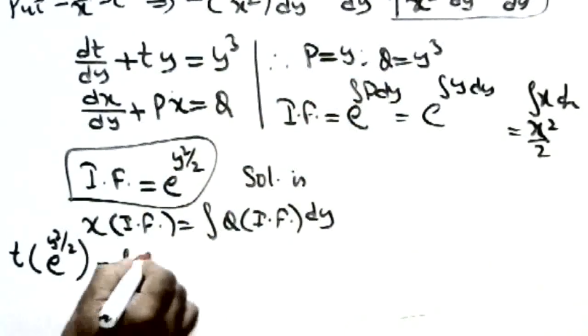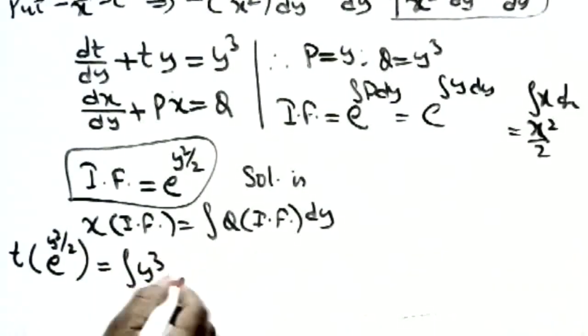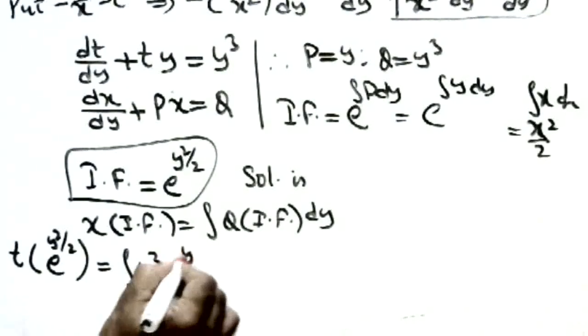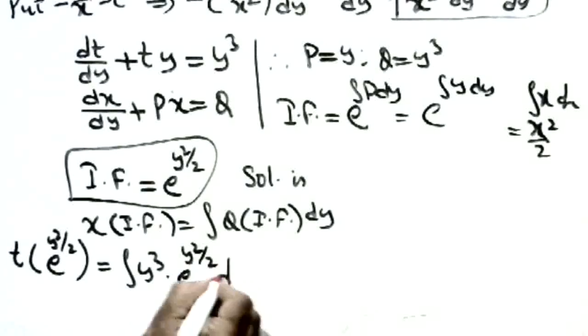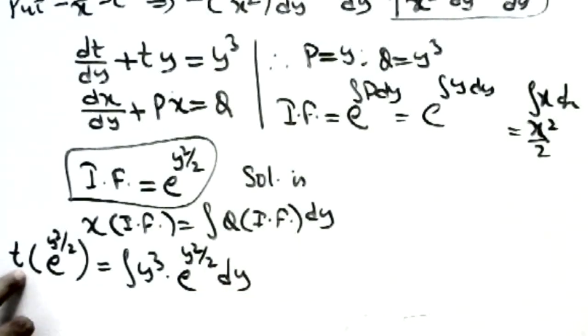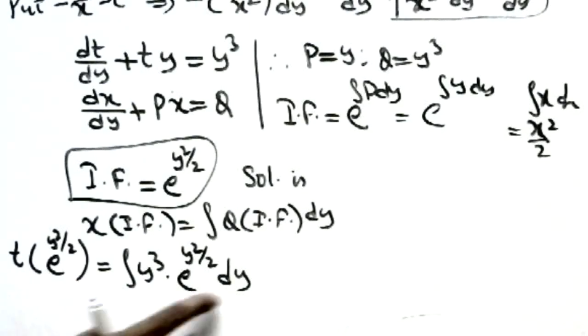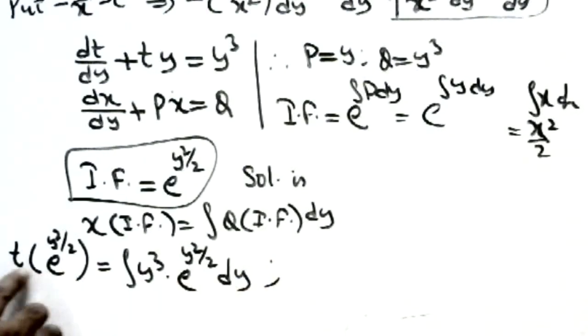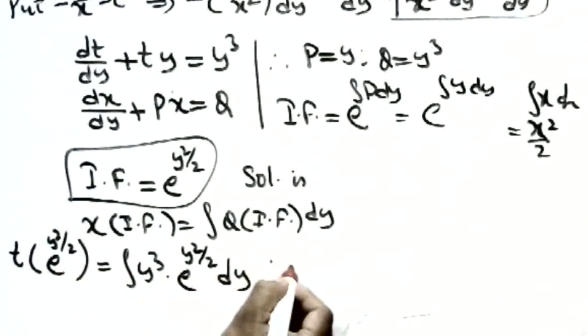In place of q we are having y cube into integral factor. Integral factor is e to the power of y square by 2 dy. Once more, t into integral factor equals integration of q into integral factor dy. Now you substitute the value of t. In the previous step we have taken t as minus 1 by x.